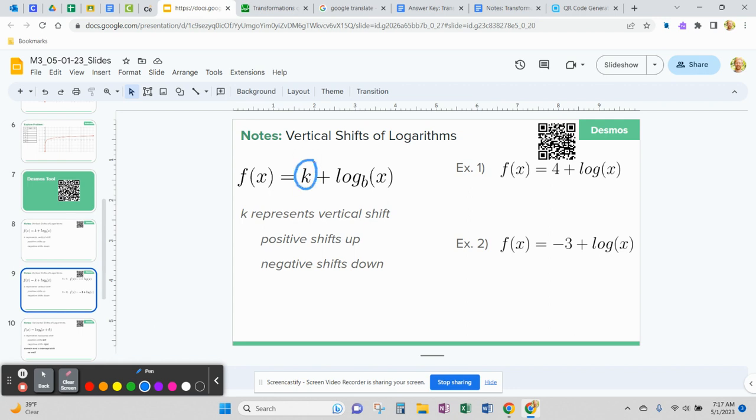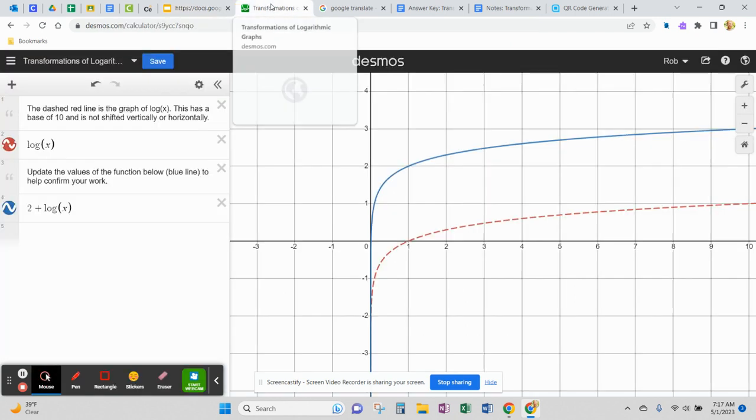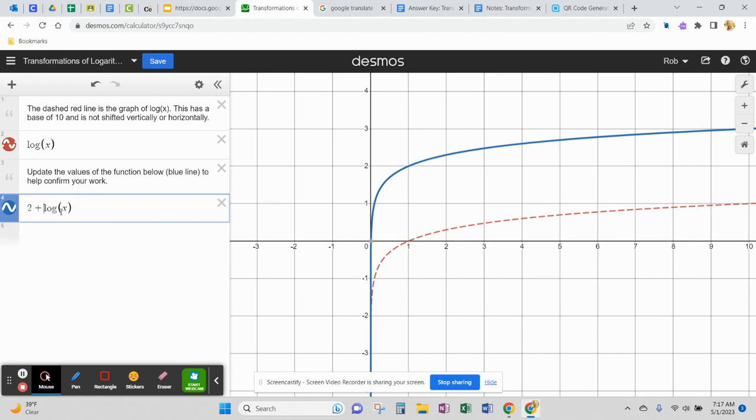So if the k is positive, it shifts it up. If it's negative, it shifts it down. If we look at example 1, 4 plus log of x, we have that k value of 4. So that is going to be a positive 4. It's going to shift up 4 spots.